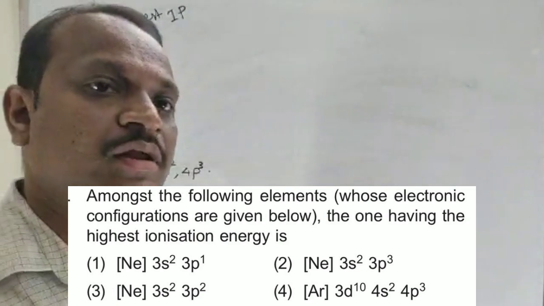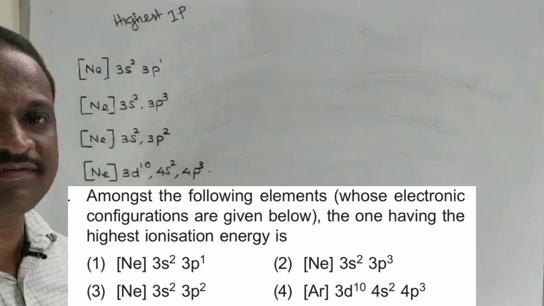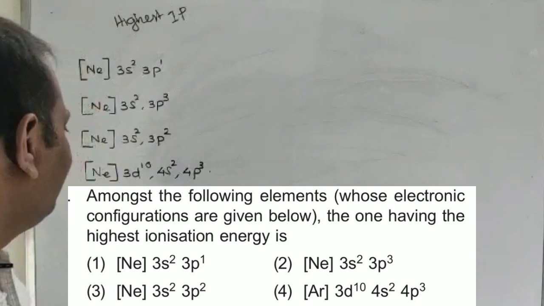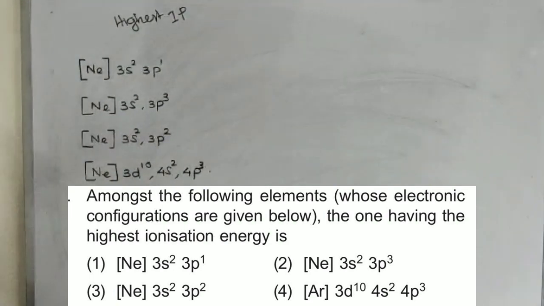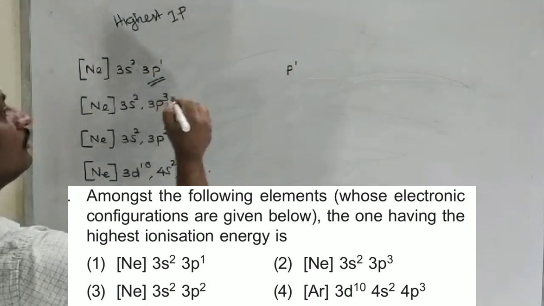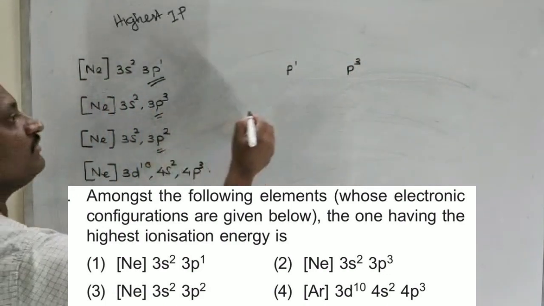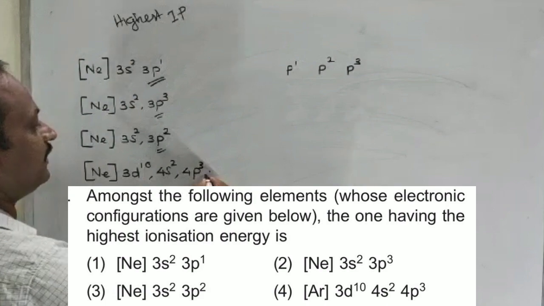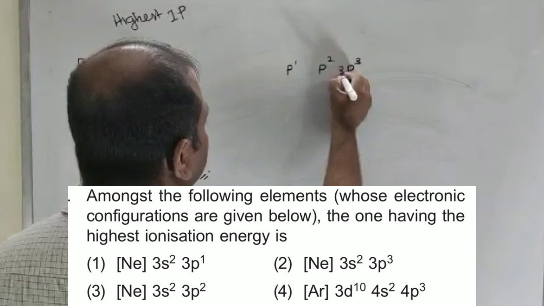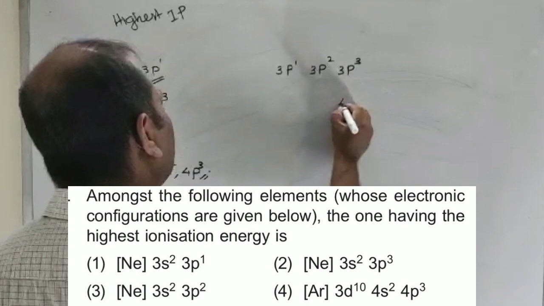So in this question, they have given different electronic configurations. Which one has the highest ionization potential? Okay, let's see. Here the configuration is P1. Here the configuration is P3. Here the configuration is P2. And here again the configuration is P3. But this is 3P3, 3P2, 3P1. And next we have 4P3.